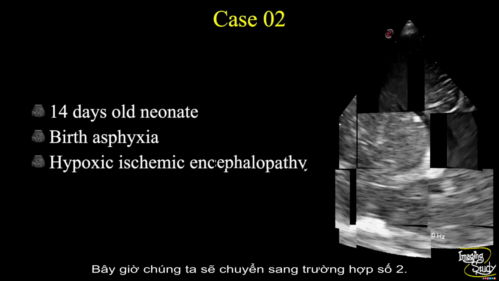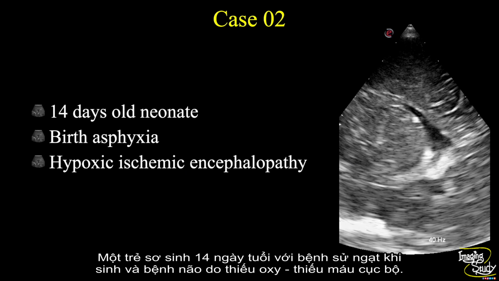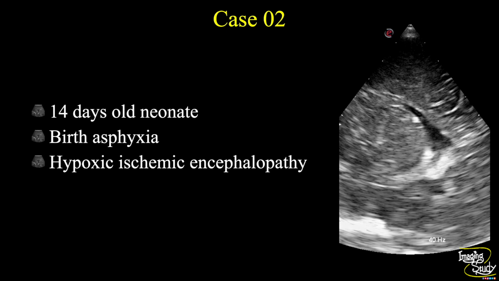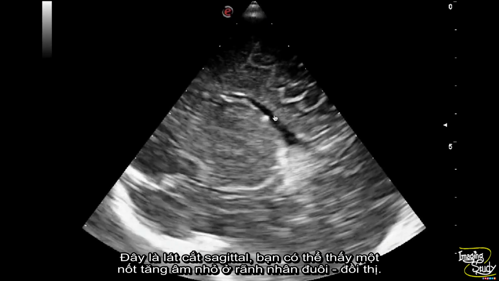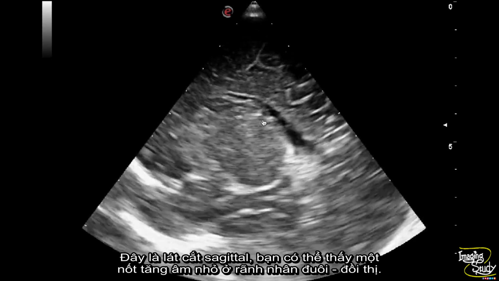Now let's jump into case number 2. Here we are going to show you a 14 days old neonate with a history of birth asphyxia and hypoxic ischemic encephalopathy. Here's the parasagittal section. You can see a tiny hyperechogenic focus at the caudothalamic groove.